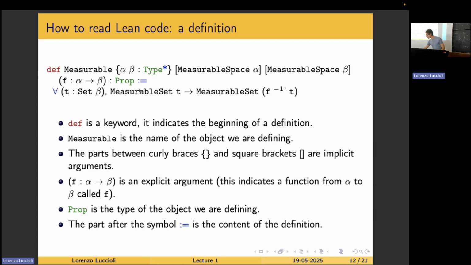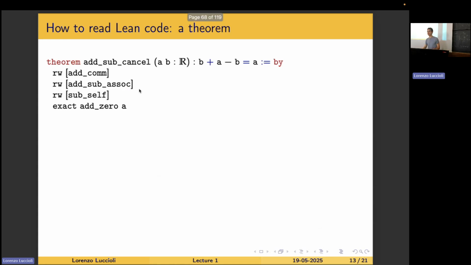We were talking about how to understand something written in Lean. We've seen the definition of a measurable function. Now let's see a theorem instead. Of course, a theorem has two different parts than a definition because we have to give hypotheses and a proof. So let's see how to read it.